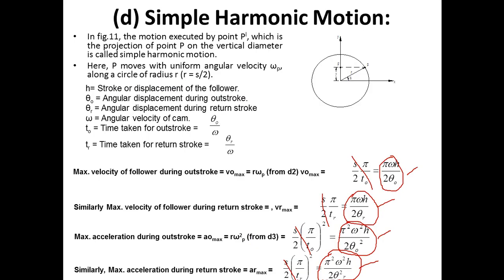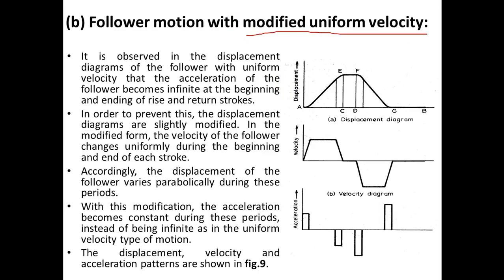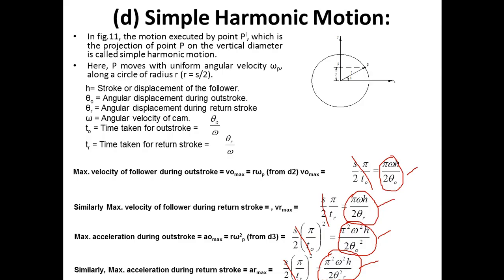In the same way as uniform acceleration retardation motion and simple harmonic motion, there is one more motion, that is cycloidal motion. That we will cover later. It is a little bit complex method, so we'll see it later. First we'll solve with these two methods.